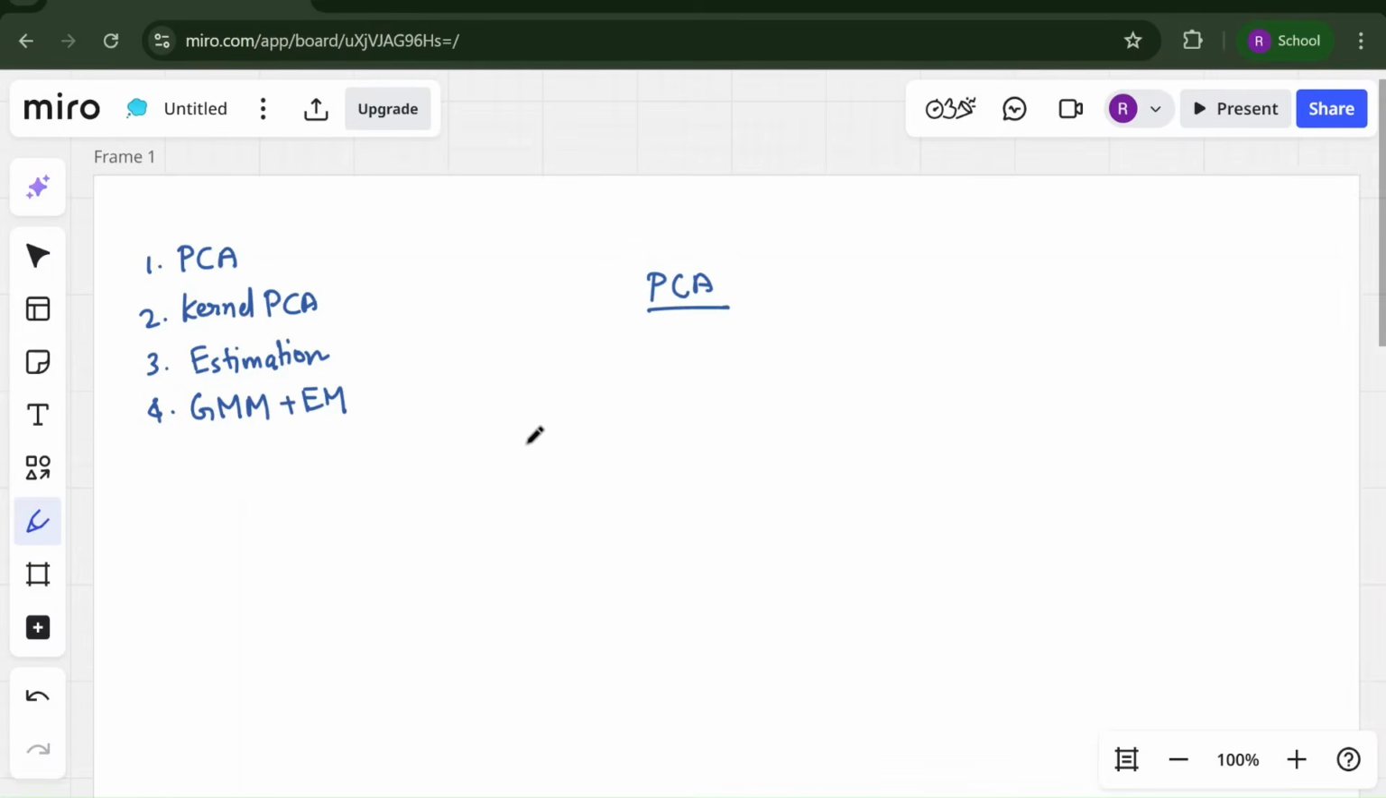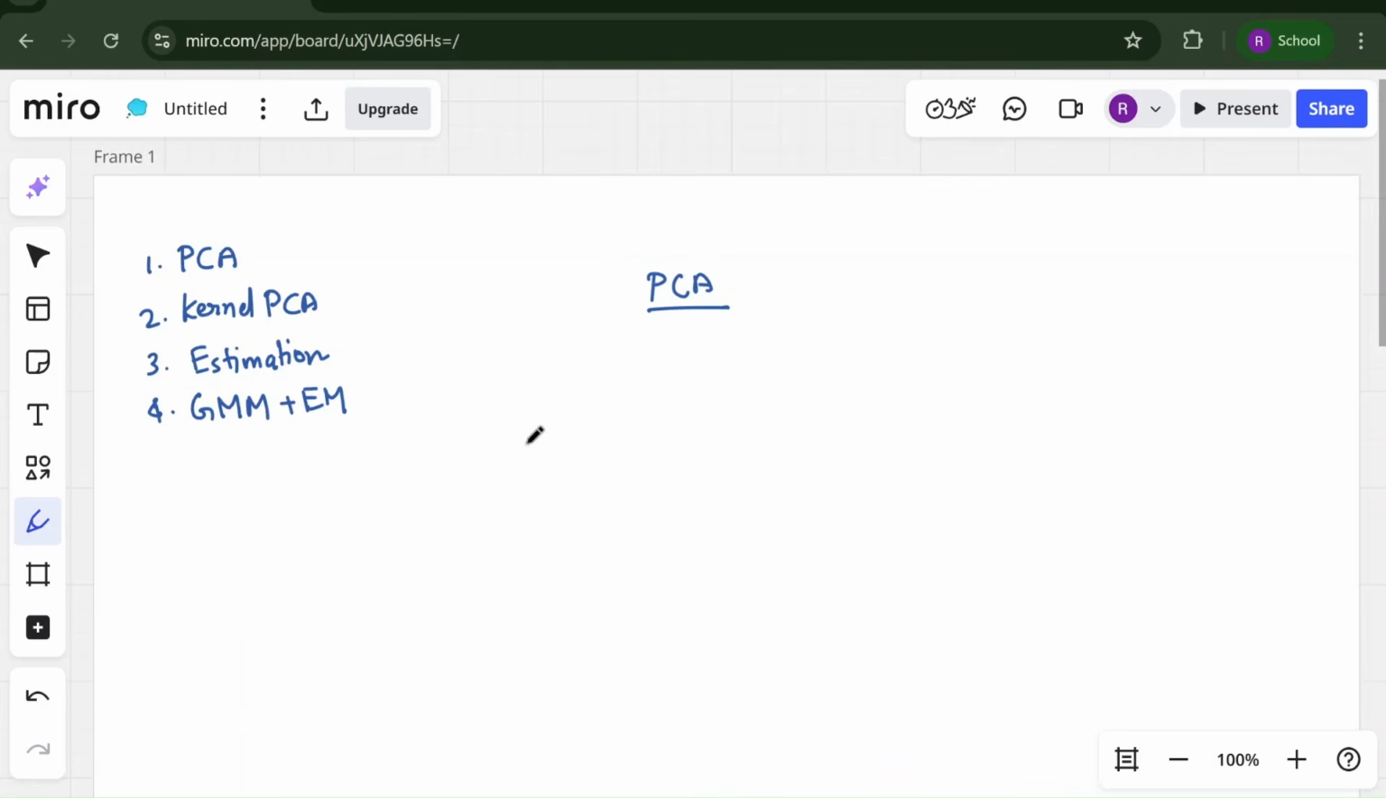So what I was saying is that we will go along these lines: PCA, kernel PCA, then estimation, and under estimation we will discuss maximum likelihood and Bayesian, and then we'll discuss Gaussian mixture models and how the EM algorithm is applied to Gaussian mixture models.